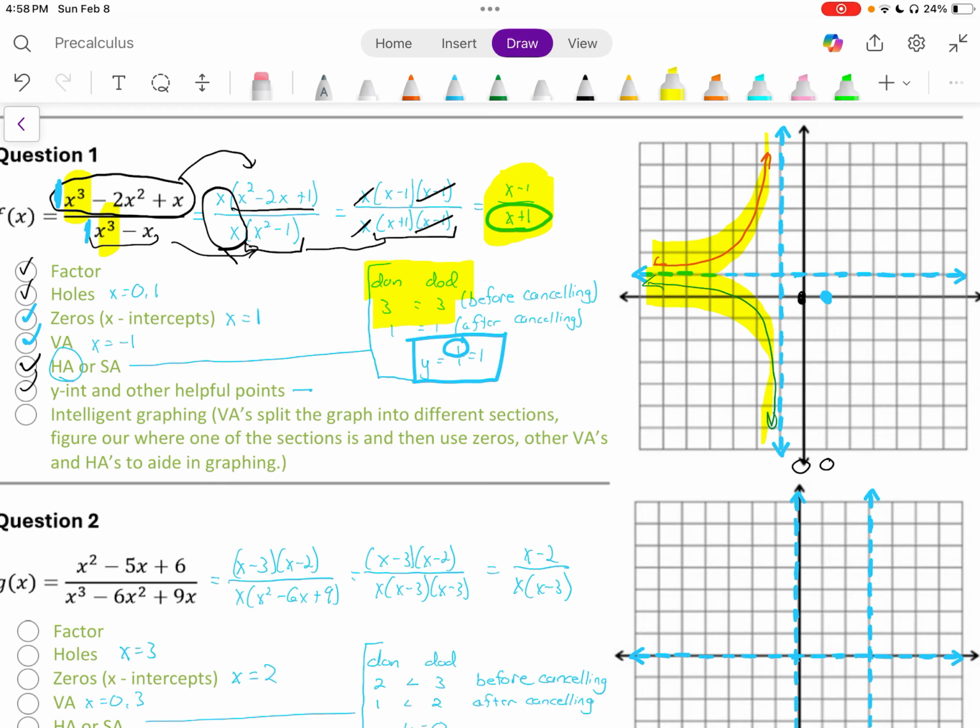So it's got to be one of those two. However, it can't be the bottom one, because in order for it to be this bottom one, it would have to cross the x-axis somewhere, and there are no x-intercepts there. And so the orange one is what we want. And then we're going to graph the other part. So our vertical asymptote is at x equals -1. That's multiplicity 1, which is odd.